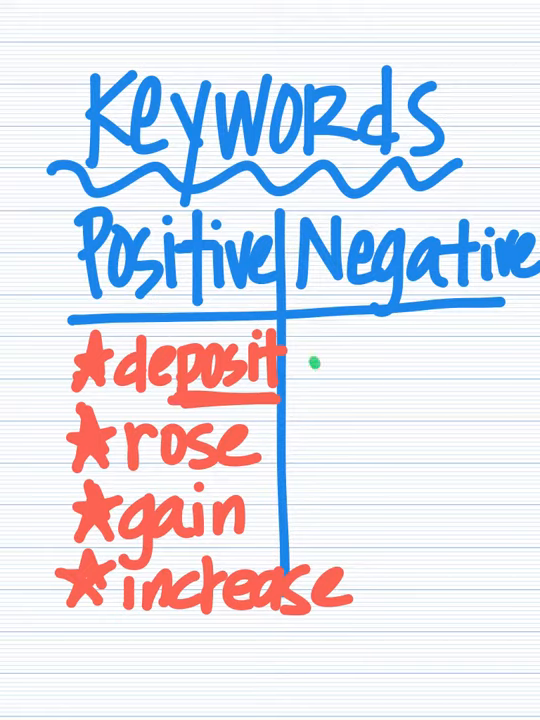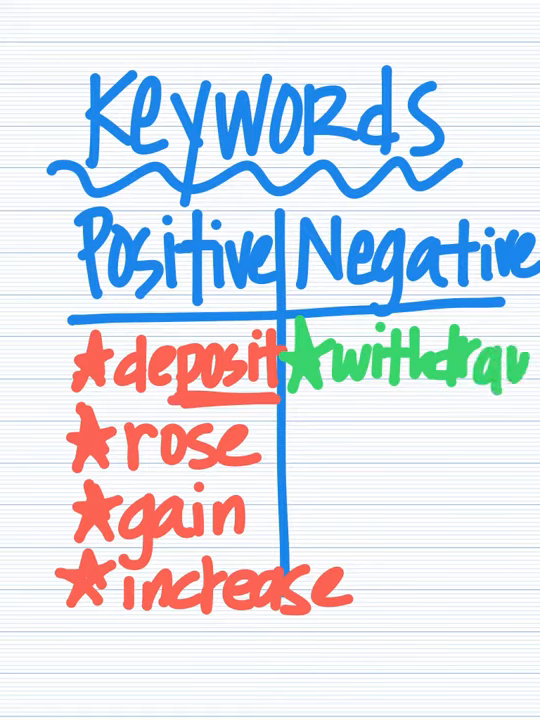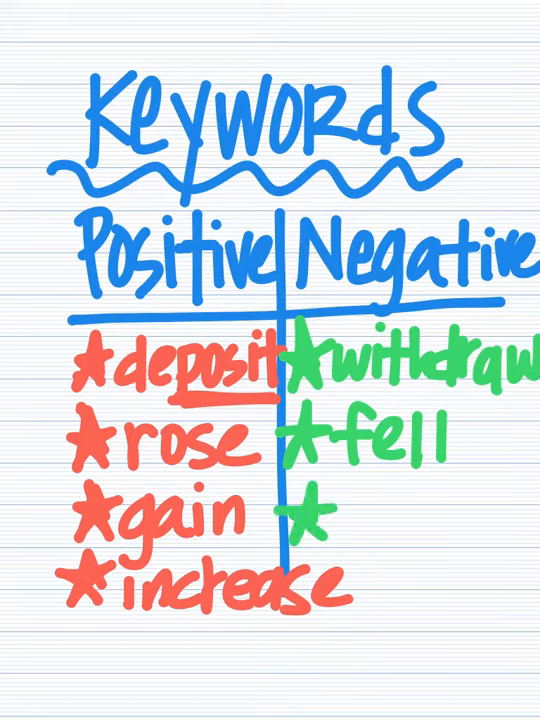Alright, so negative, you might see instead of deposit, withdraw. It's like if you go to the ATM and take money out, you are withdrawing that money. You might see fell, like the temperature fell so many degrees, loss, or decrease.